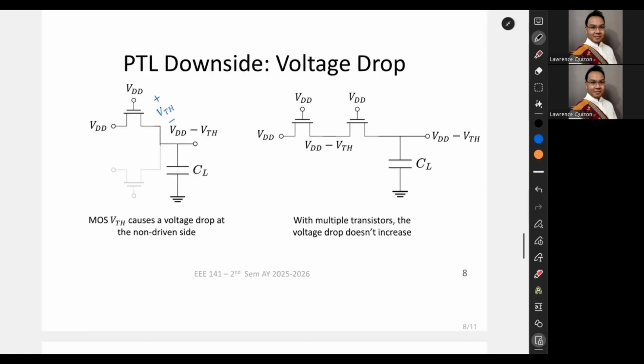But PTL has a significant downside, one that prevents it from being used in computers. But it can be used in practical breadboard purposes and discrete. So the downside is that it has a voltage drop.